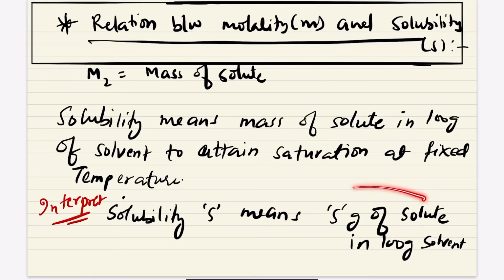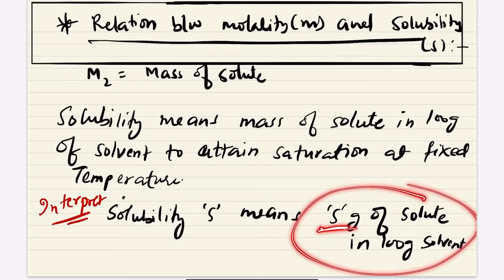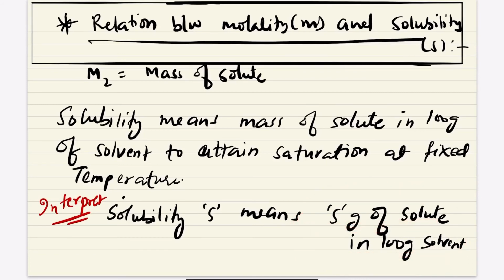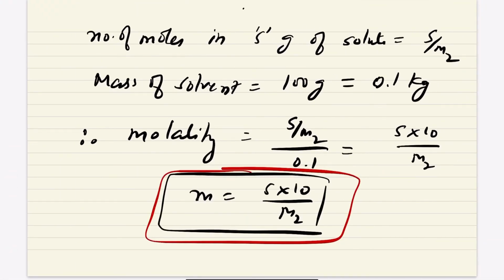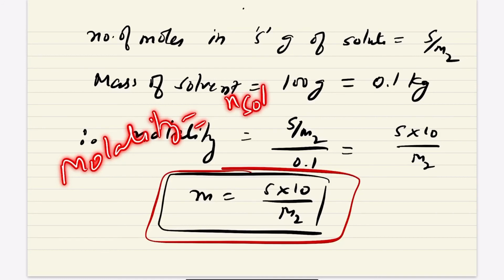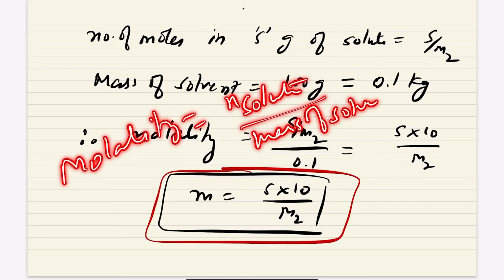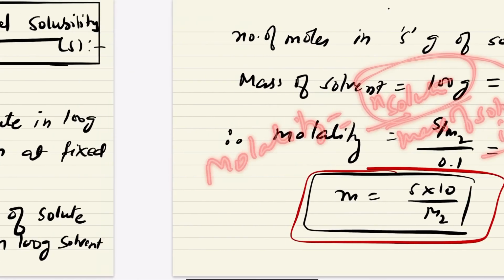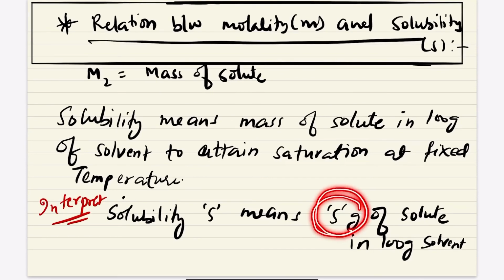So let us take situation as it is, means there is S gram of solute and that is present in 100 gram of solvent. So you want to calculate molality. So how will you calculate molality? What is the meaning of molality? Formula for molality is number of moles of solute by mass of solvent in kg. But number of moles of solute is not provided. You are provided with mass of solute.